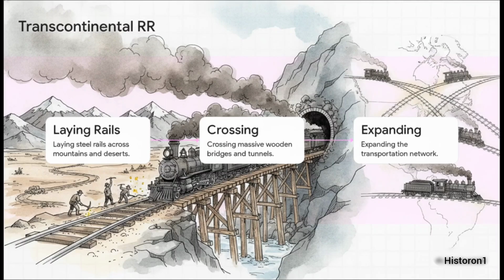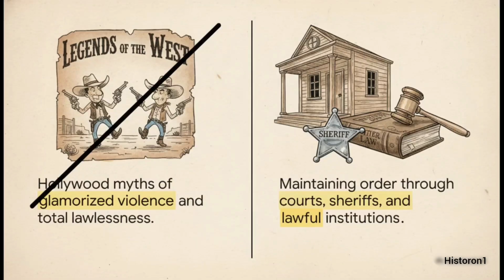I mean, imagine the sparks flying, the thick smoke billowing, and the hissing steam as these iron horses literally stitched the expanding nation together. So, the crucial point is, how did this rapidly expanding society actually manage itself? Hollywood loves to sell us these exaggerated myths of glamorized violence and endless street shootouts, right? Total lawlessness. But documented history tells a completely different story.